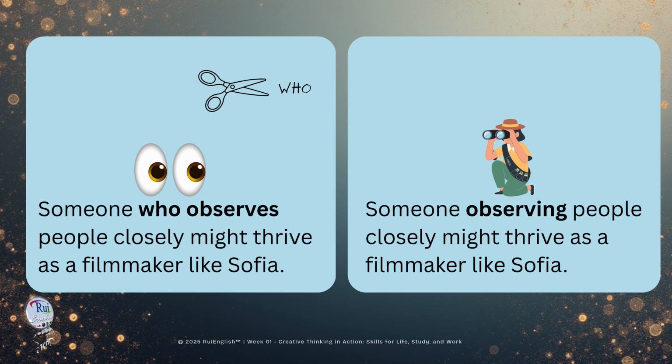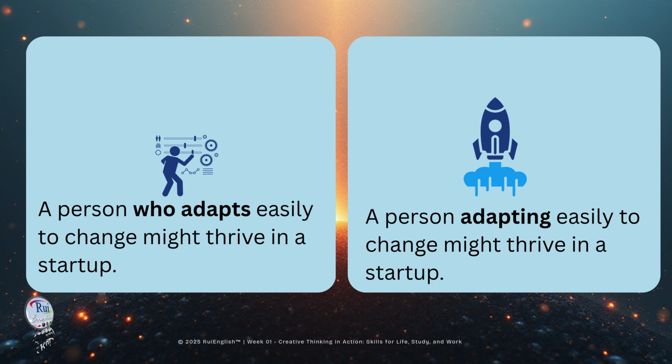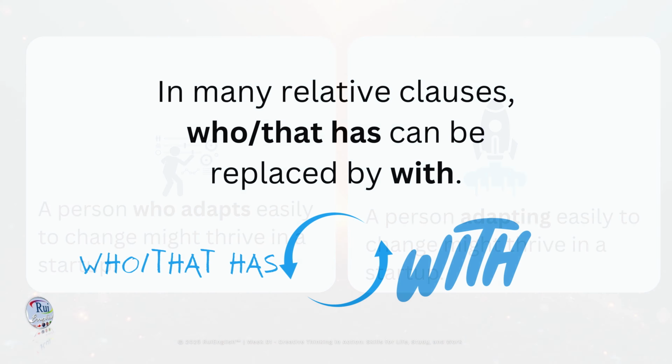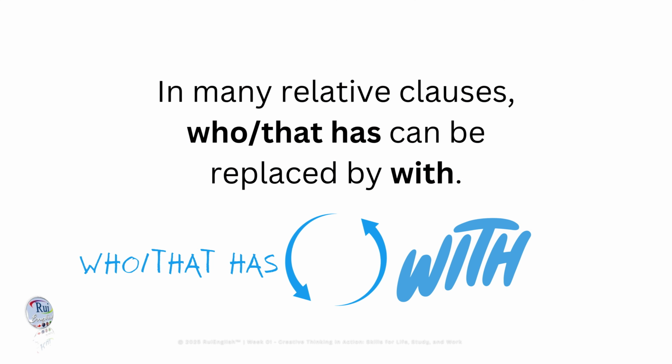Let's look at it one more time. A person who adapts easily becomes a person adapting easily. Again, it's so much more dynamic. It describes a person who is in the act of adapting, which is a really powerful way to write. Our third and final technique is this beautifully simple word swap.